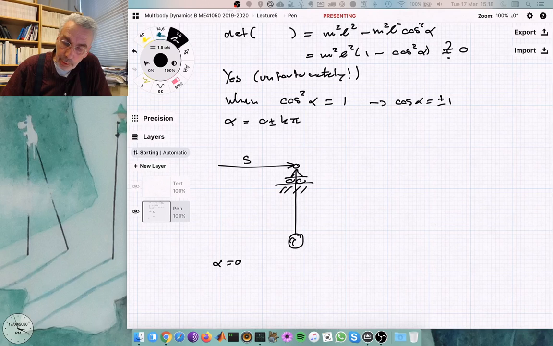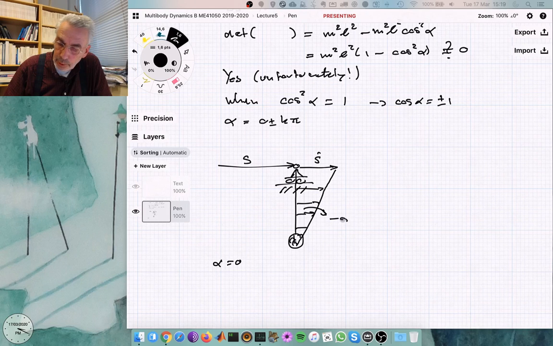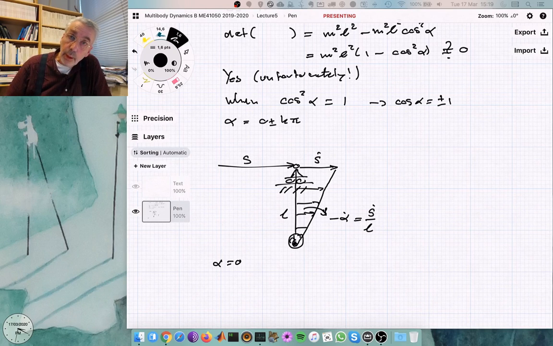Well, if this is S, and we had here the angle alpha, then here we can have a speed, S dot. And now let's assume that the speed distribution is like this. Those are the speeds. Or in other words, the minus alpha dot, minus because alpha was initially like this and now it's the other way around, and this was the length L, is S dot over L. And in this case, we have a zero velocity.